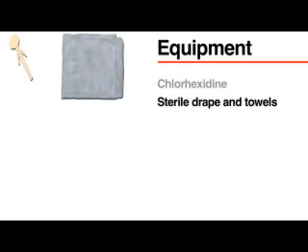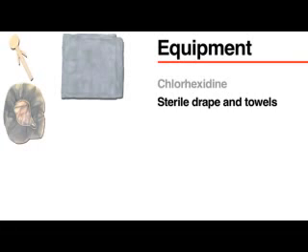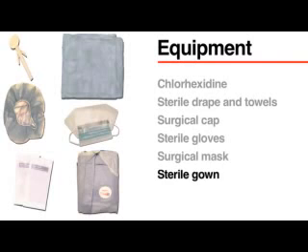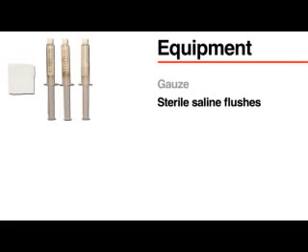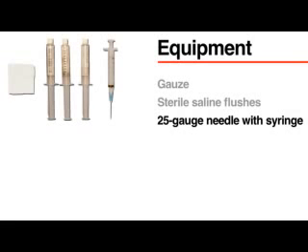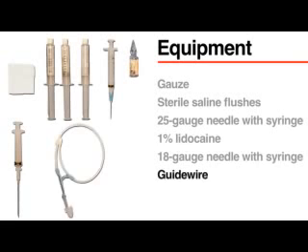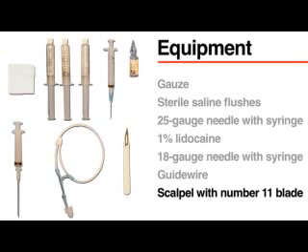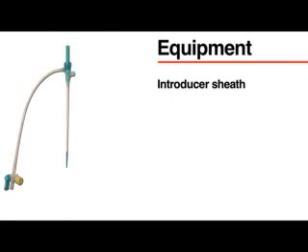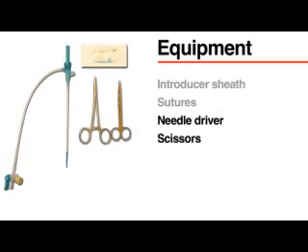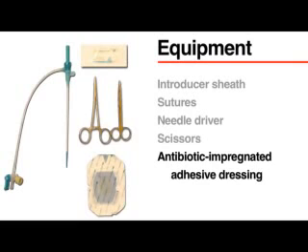To create a sterile field, you will need chlorhexidine and a sterile fenestrated drape and towels. You will also need a surgical cap, sterile gloves, a surgical mask with eye shield, and a sterile gown. To place the introducer sheath, you will need gauze, sterile saline flushes, a 25-gauge needle with syringe, 1% lidocaine, an 18-gauge introducer needle with syringe, a guide wire, a scalpel with a number 11 blade, the introducer sheath itself with an internal obturator, sutures, a needle driver, scissors, and an antibiotic-impregnated adhesive dressing.